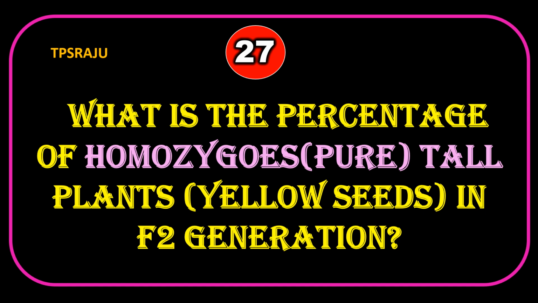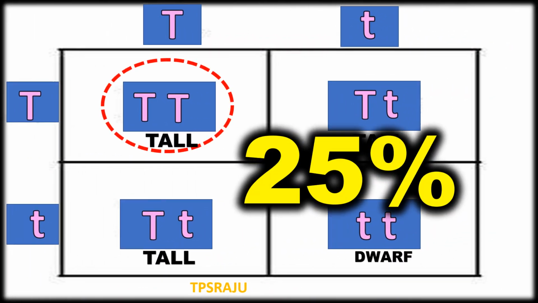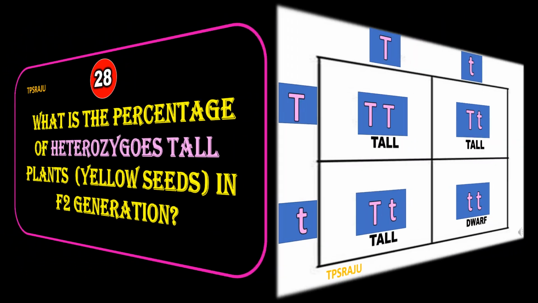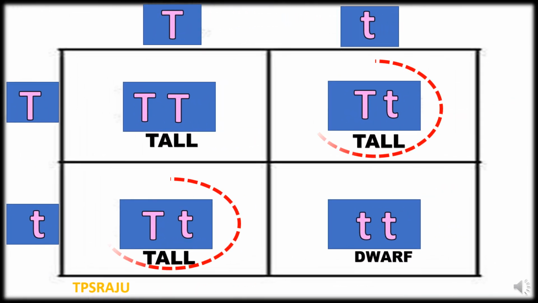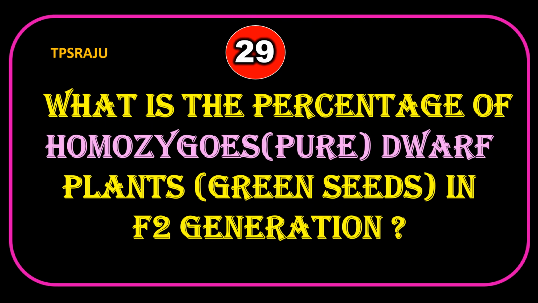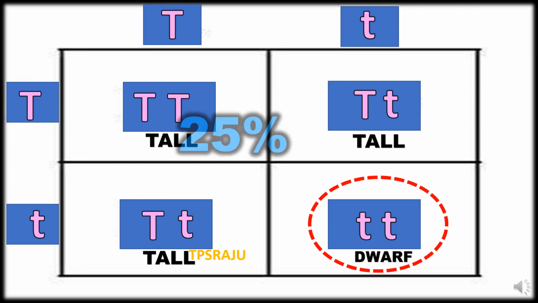What is the percentage of homozygous tall plants in F2 generation? 25%. What is the percentage of heterozygous tall plants in F2 generation? 50%. What is the percentage of homozygous dwarf plants in F2 generation? 25%.